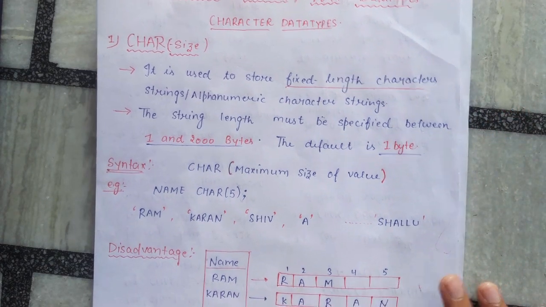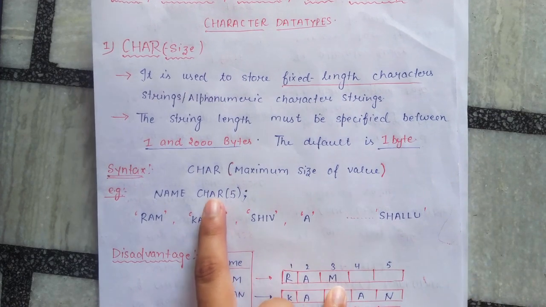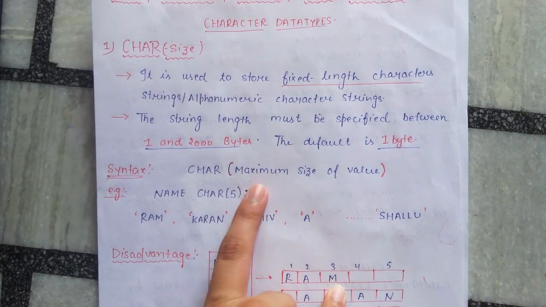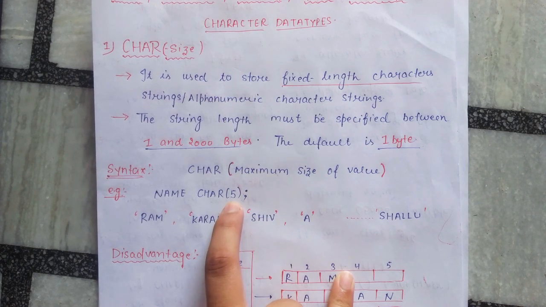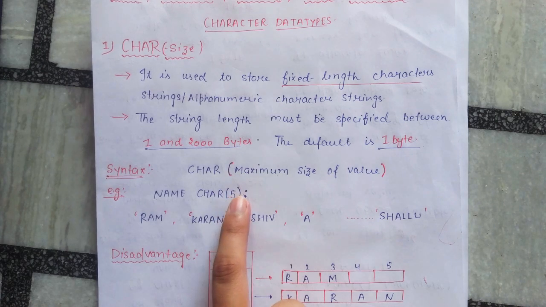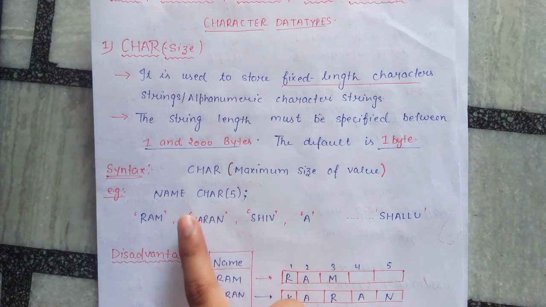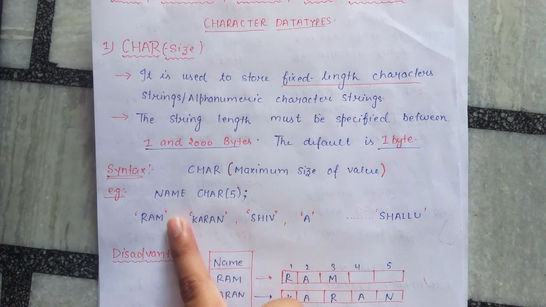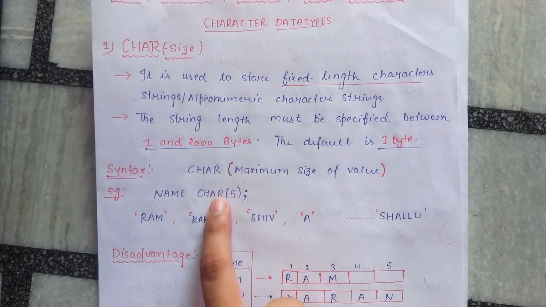Now see, this is the syntax of char. This is char, and this is the maximum size of the value. What does it mean? If we specify 5, then we cannot store a value that consists of more than 5 bytes. It must be up to 5. We can store a value that has less than 5 bytes, but we cannot store a value that has more than 5 bytes.